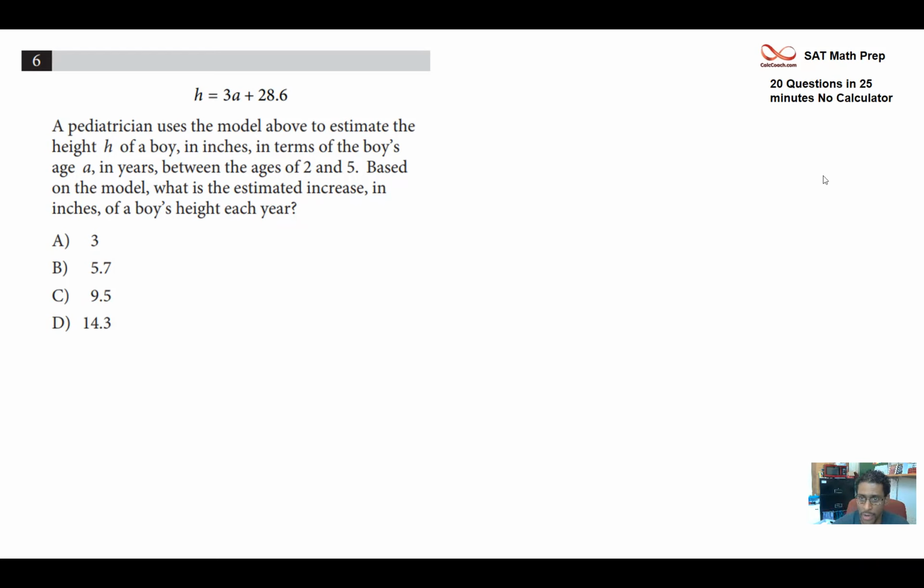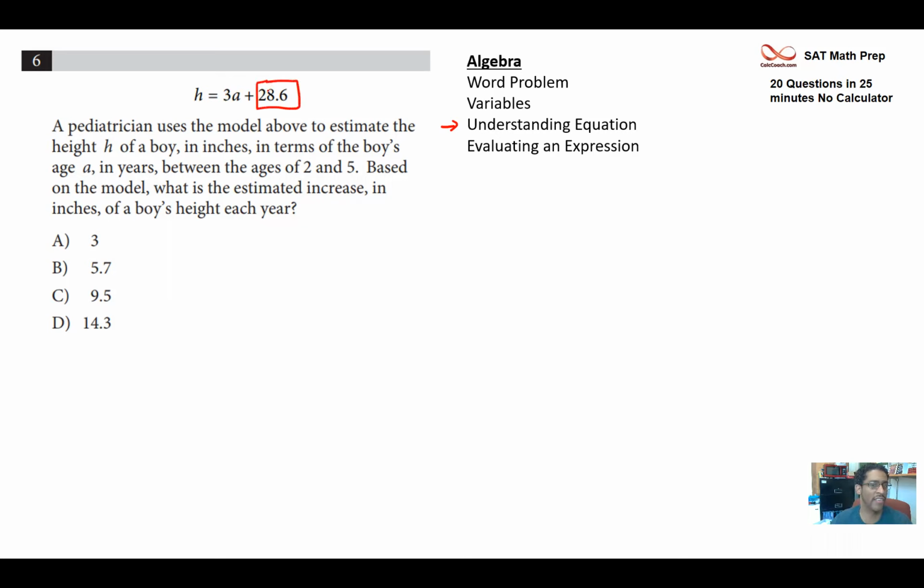And so what we're looking at is an algebraic expression. It's a word problem. There's variables involved. We have to understand what the equation is saying, and then we have to evaluate it. Based on the model, they're asking us, what is the estimated increase in inches of a boy's height each year? So you're thinking you have to evaluate the expression, but we have to understand what this equation is saying. So the height is equal to 3 times the age plus 28.6.